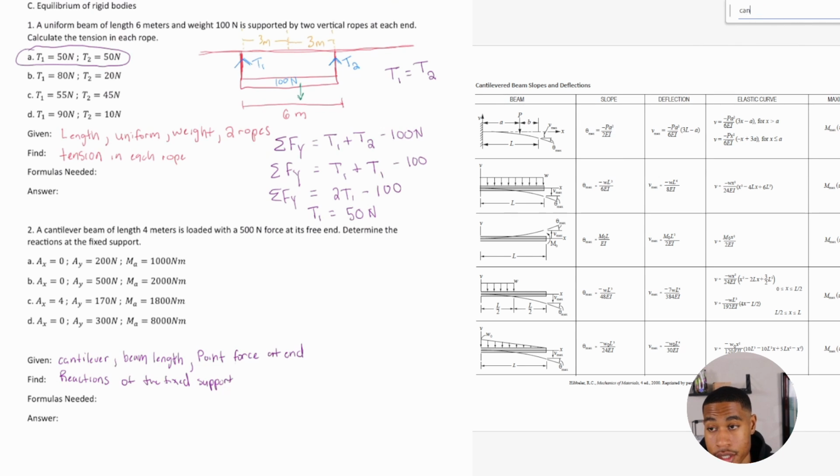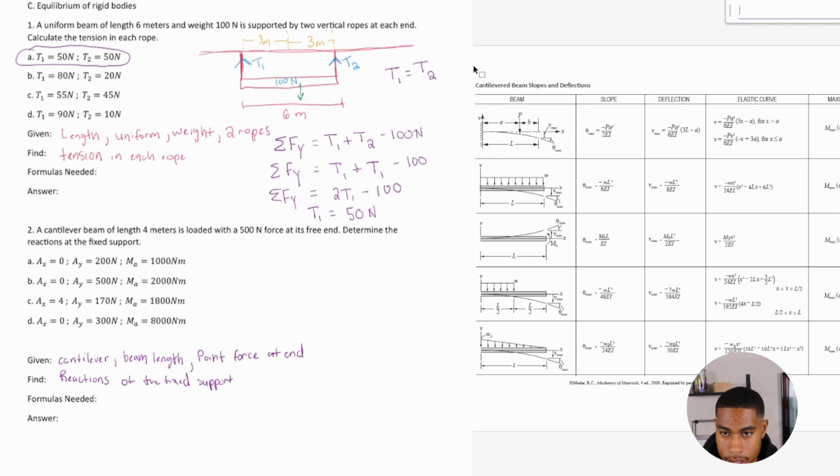So you're gonna need to know this manual pretty much by heart, or not by heart, but you're gonna need to know where to go for certain things, what to type in for certain things so that you can get there faster, right? Okay, so this is what a cantilevered beam looks like.